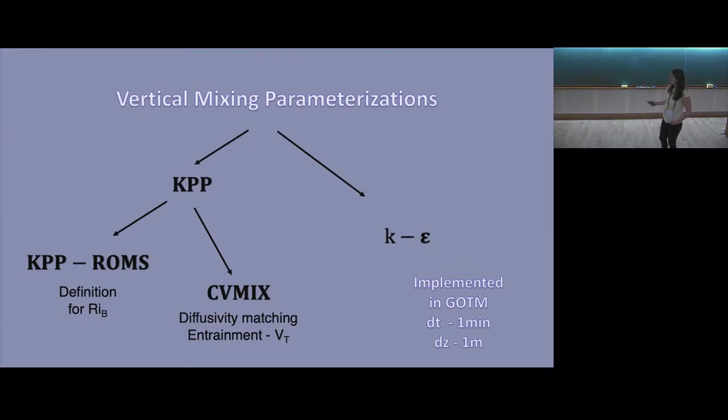And then also, I'm not going to talk about this today, but for those who like TKE models, I included results from k-epsilon. And so these are all just implemented in 1D. These are column models, but they're going to be stepped forward in time using GOTM, the General Ocean Turbulence Model, with a time step of a minute and a spatial resolution of 1 meter.